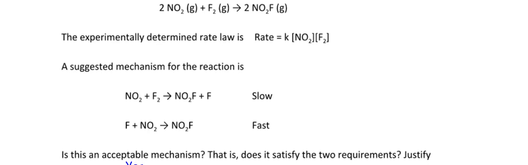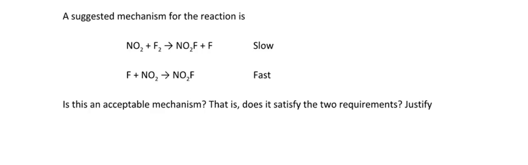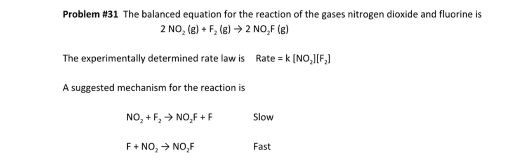We have a slow and a fast. So is this an acceptable mechanism? Does it satisfy the 2 requirements? Justify. All right, so go back to the beginning of the section and what were the 2 requirements for this to happen? Well, first of all, that your elementary steps need to do what? Cancel out to get the overall reaction. So, there it is. So do my elementary reactions cancel out to make this? Check that out. Go ahead and do that.